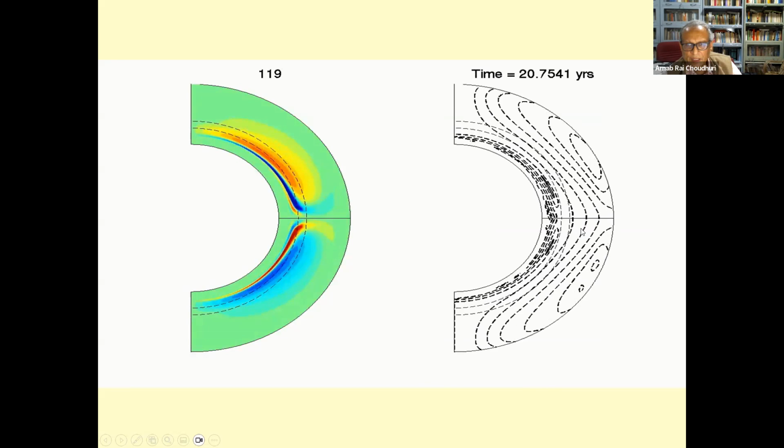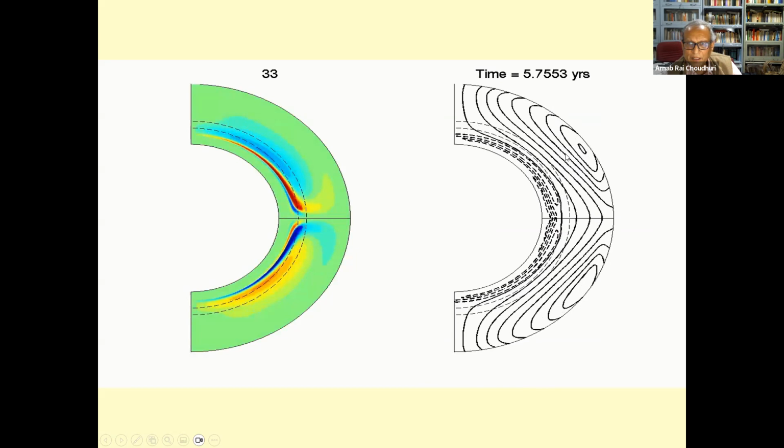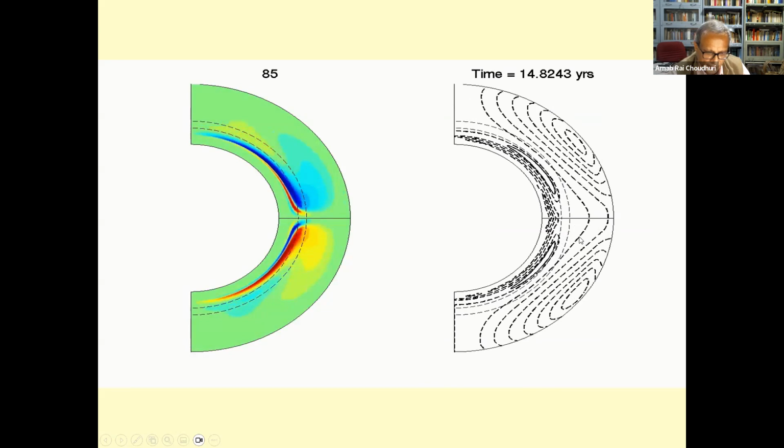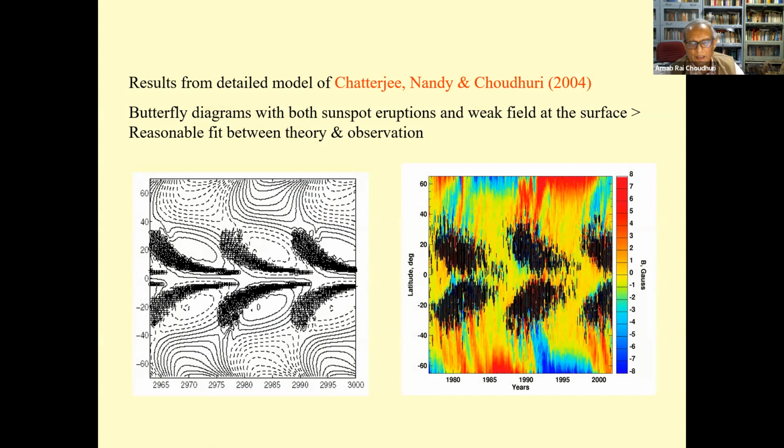And here, this poloidal field is produced by the Babcock-Leighton mechanism near the surface and then is advected poleward. From this kind of theoretical calculation, one can try to construct a theoretical butterfly diagram. So here I show one theoretical butterfly diagram. These are the butterfly diagrams of the sunspots, which are to be compared with the observational butterfly diagrams. And these contours are the contours of the poloidal field on the solar surface in this time-latitude plot. So these contours have to be compared with these colors.